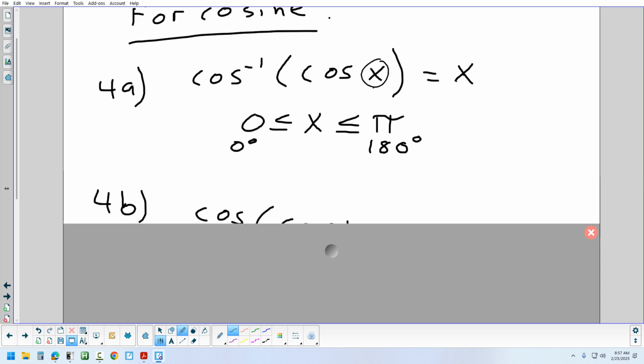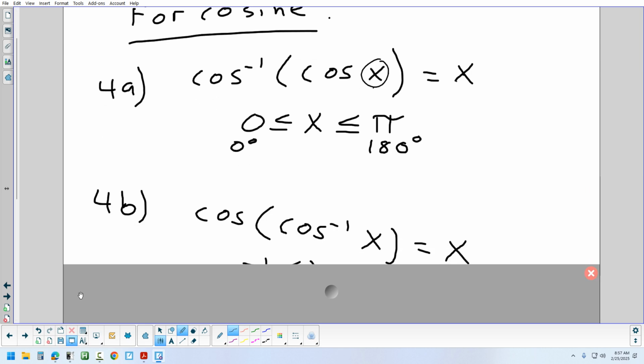All right. And then when we switch it, put the inverse, take the cosine of, remember that's not multiply, it's the cosine of the inverse cosine. Just like the square root of 8 squared. You don't say square root times 8 squared. There's no times there.